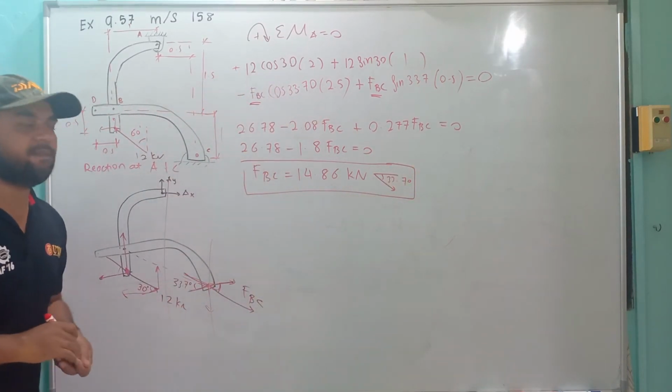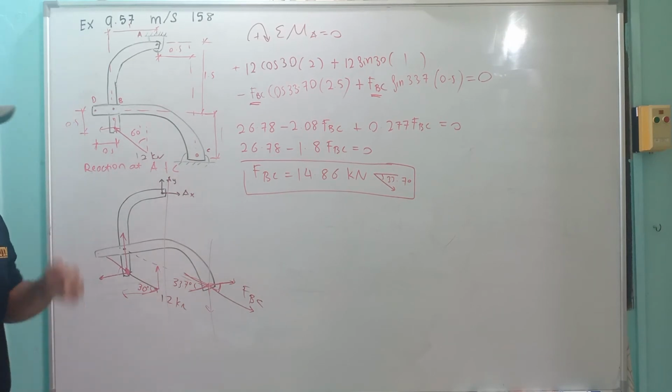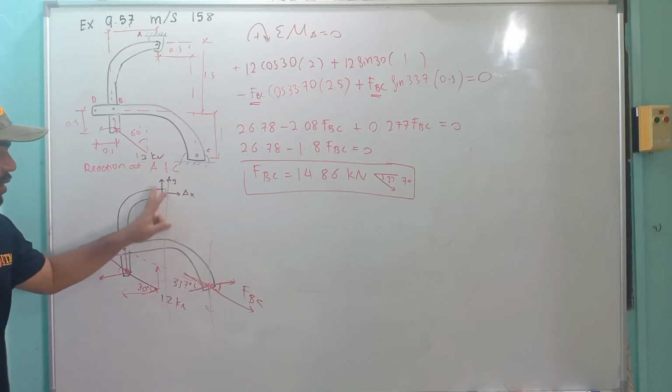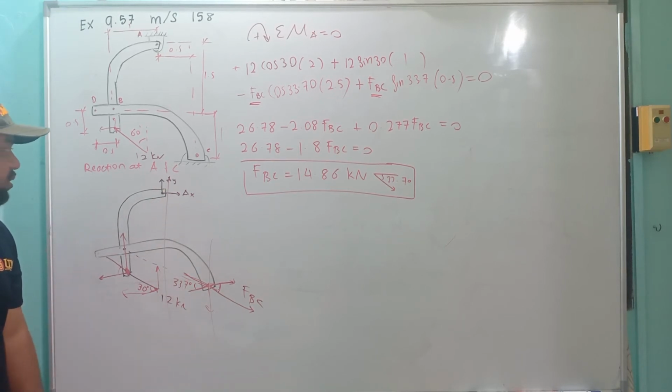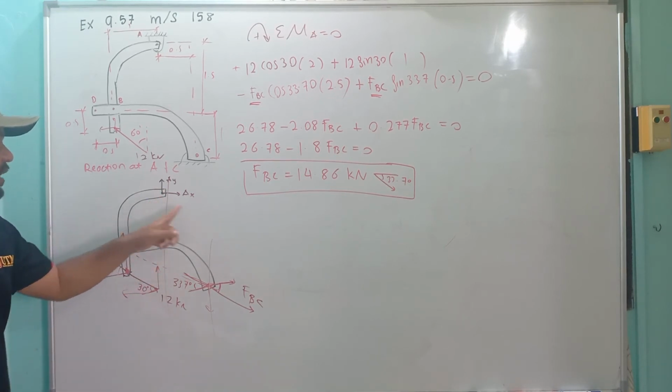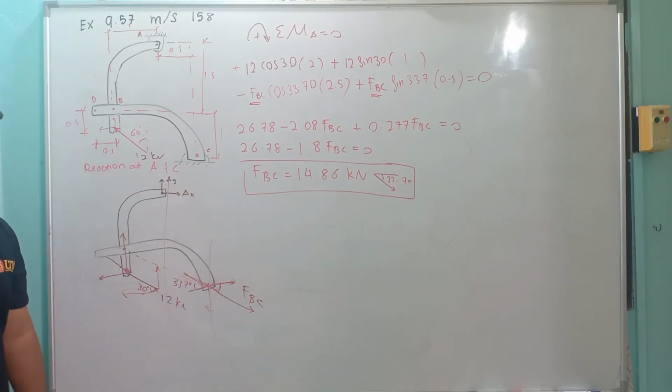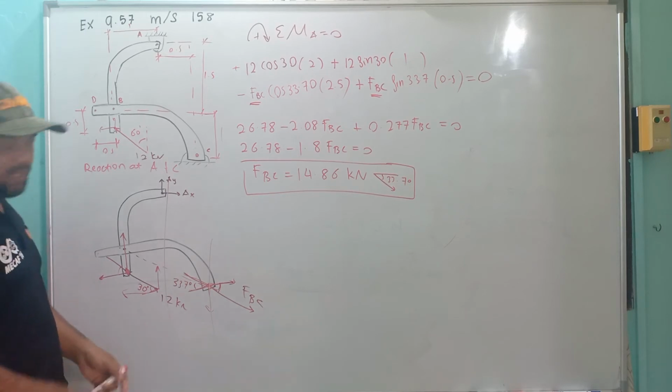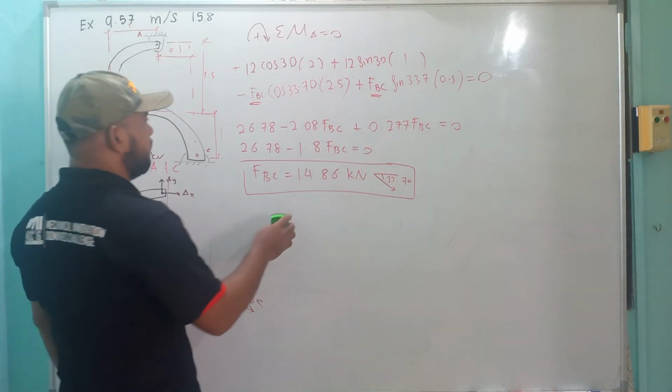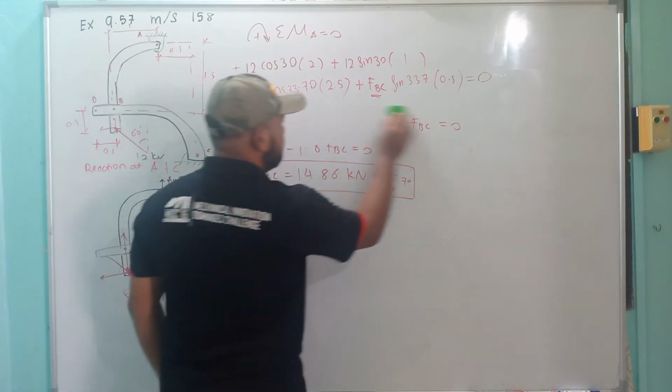Okay, this is for the FBC. Okay, so now we have solved the first one. We have two more unknowns here, so you can continue. If you use sigma Fx, you get the Ax. If you use sigma Fy, you get the Ay. Okay, which one you use, same result. Okay, so I can erase this one. Okay, so I already have the FBC there.